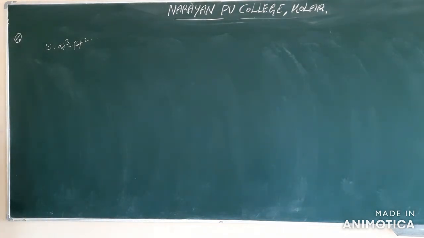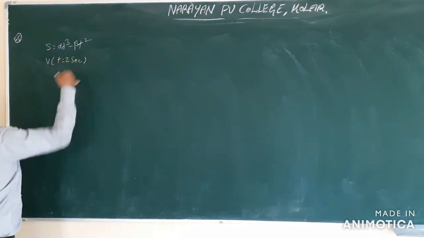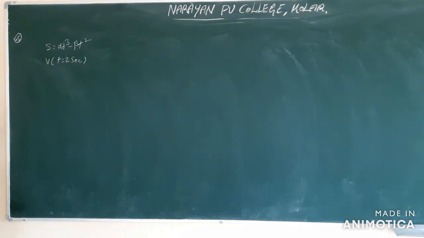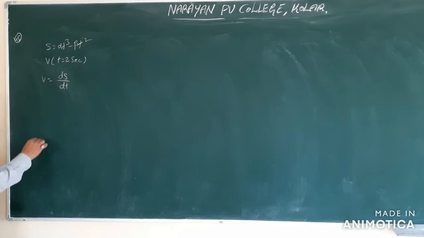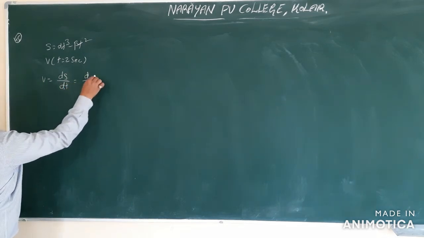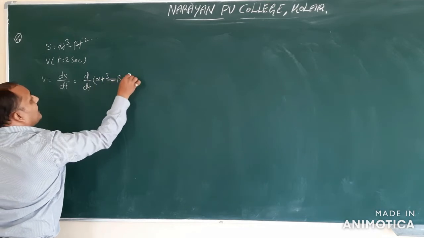See the 45th question. A particle is moving in a straight line such that its displacement is given by s equal to alpha t cube minus beta t square. What is the velocity of the particle at time t equal to 2 seconds? They give displacement. What is the velocity formula? Rate of change of displacement, ds by dt. Therefore, d by dt of s, alpha t cube minus beta t square.